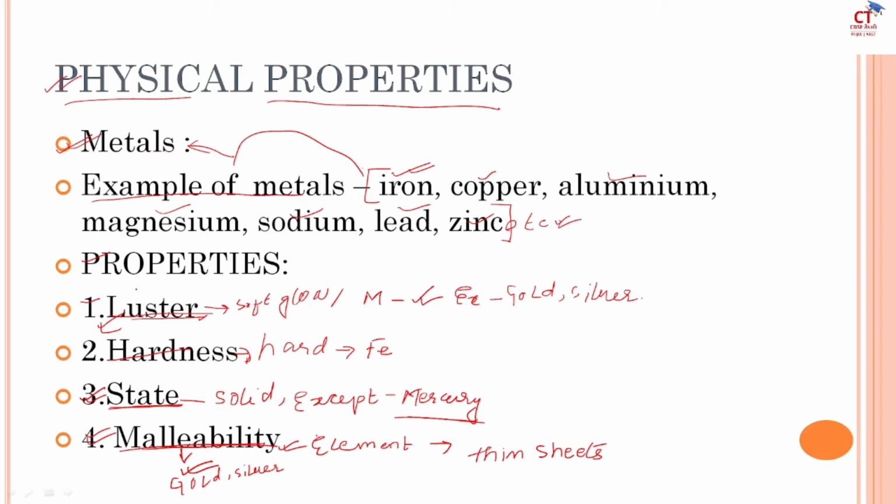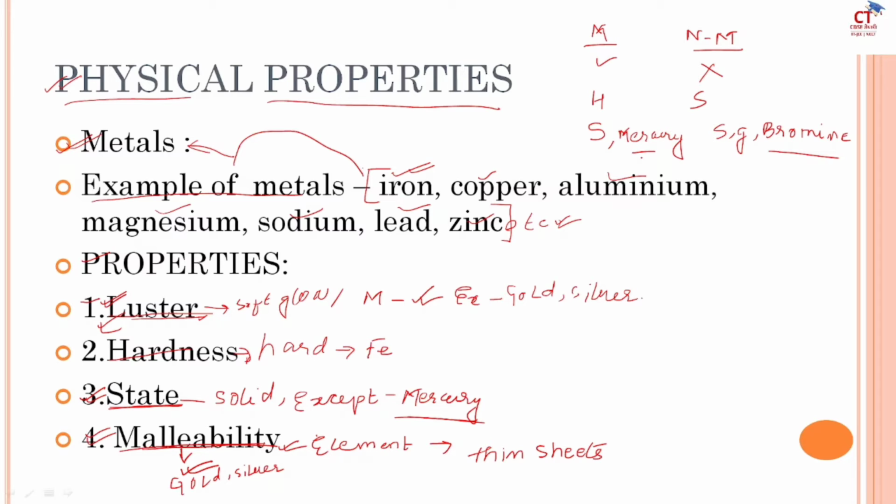First, in case of metals we see lustre, and in non-metals, lustre. They are lustrous, that is, they are shiny. However, non-metals are not. Hardness: metals are hard, non-metals are soft. State: metals are solid, with an exception, mercury. Non-metals are solid or gases, with bromine as an exception. That is, these two are liquid.